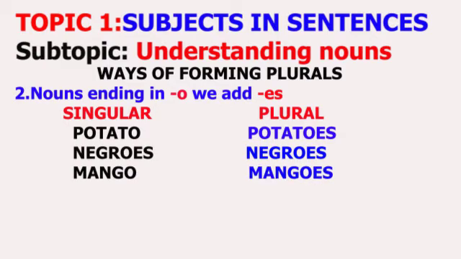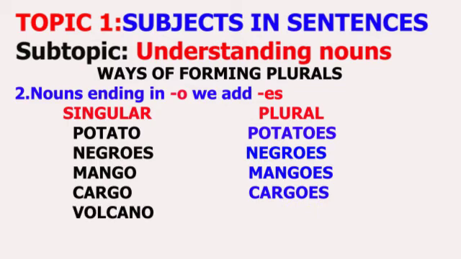Okay, and the word cargo, I mean, it is in a singular form. In a plural form, it's going to be cargoes. For example, another word we have is volcano. It also ends in o, so we add es and it becomes volcanoes.